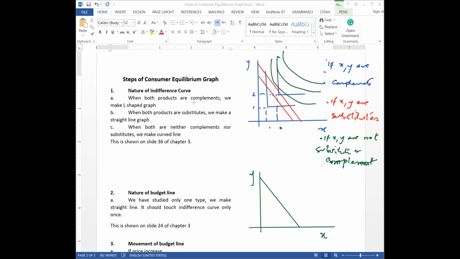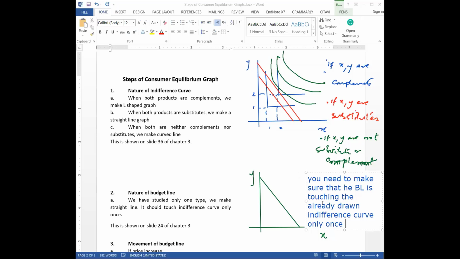So first step is you draw the indifference curve and then you draw a budget line. And the important thing is that you need to make sure that the budget line is touching the already drawn indifference curve only once.